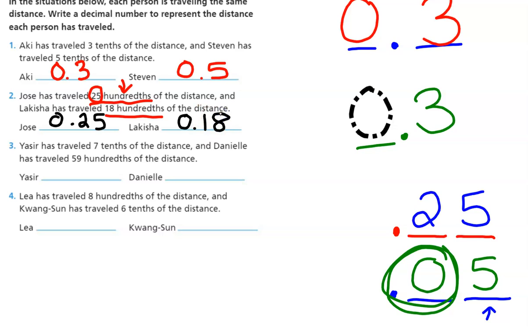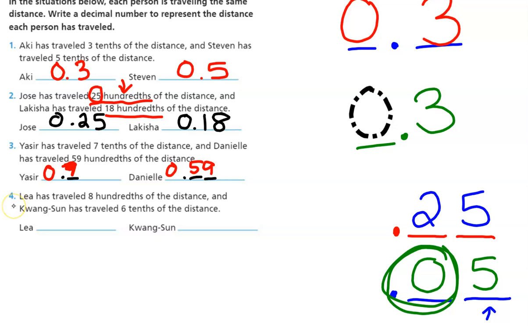Okay, next we have Yasir, and it says he's traveled 7/10 of the distance, and that Danielle has traveled 59/100. So 7/10 tells me that this number needs to end in the tenths place. And then for Danielle, it says 59/100, so I know that this number should end in the hundredths place. So let's go ahead and do that work. That's a 0.7 there for Yasir, and then a 0.59 for Danielle.